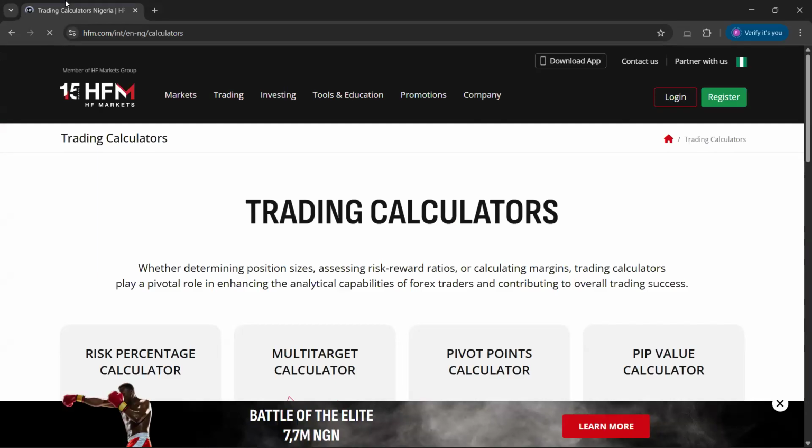And like I said, we have three major umbrellas in terms of lot sizes in this market. We have the micro lot, we have the mini lot, and we have the standard lots. Are we together?